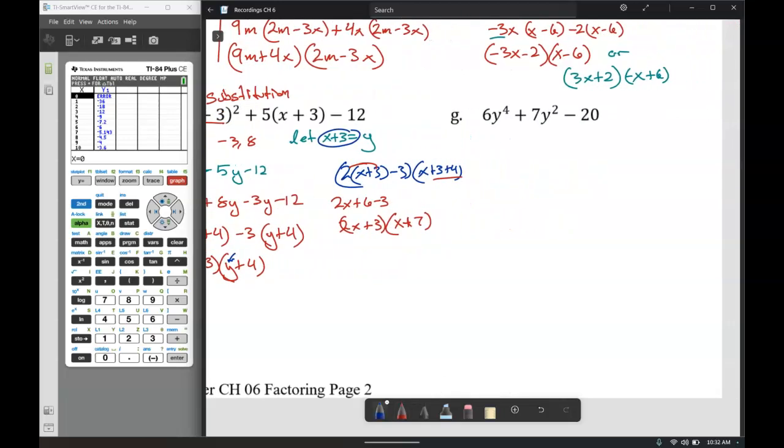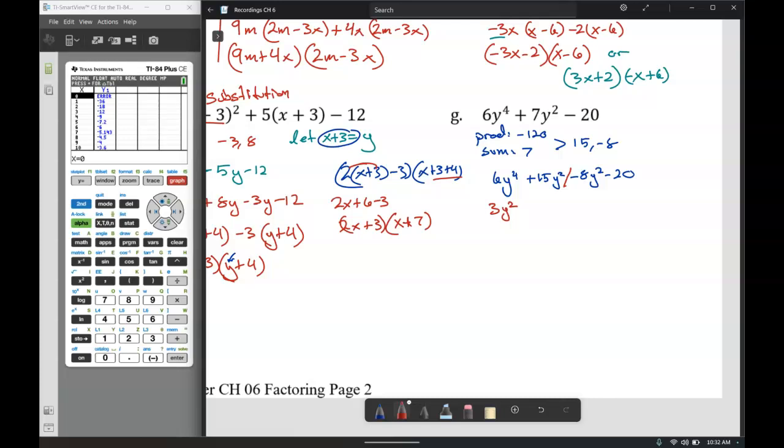Here we have a trinomial that's quadratic in form, but it's not a quadratic. But we can still factor using our grouping. So we want a product of -120, but a sum of 7. That's the numbers 15 and -8. We just need to pay attention when we're splitting to make sure we have 15y squared minus 8y squared. We want to keep those exponents in the proper place.